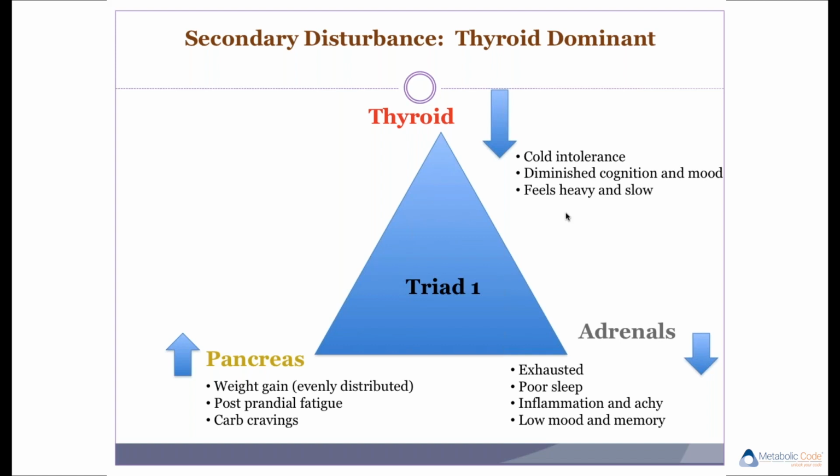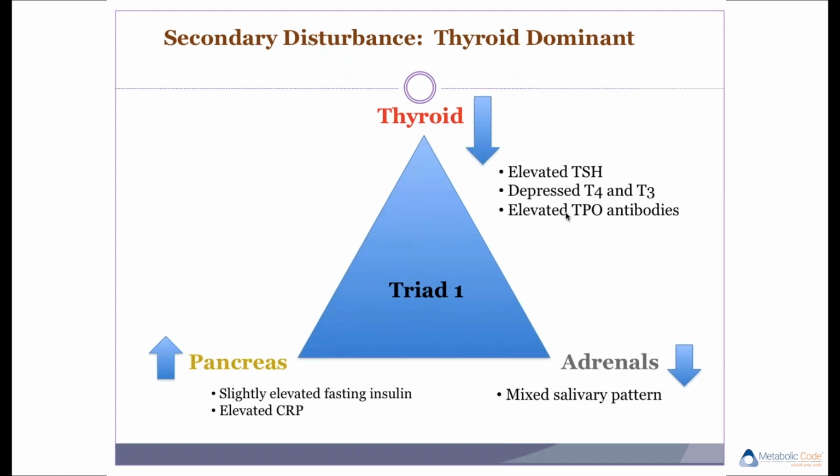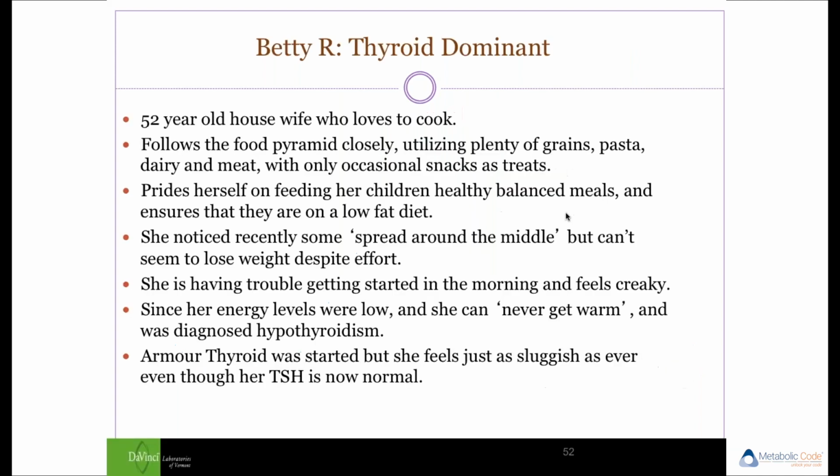So thyroid dominant, what are the symptoms? Well, they look a lot like cortisol dominant, meaning cold intolerance, diminished cognition and mood, feeling heavy and slow, fatigue, poor sleep, inflammation, weight gain, fatigue, and carb cravings. But what do the numbers look like? Well, this is a progression once again. Now they have frank elevated levels of TSH and depressed T4 and T3 and presence of TPO or anti-thyroglobulin antibodies. So the immune system is now even more activated in the context of this final progression of thyroid dominance. We might see mixed salivary patterns in their stress response, slightly elevated fasting insulin, and elevated CRP.